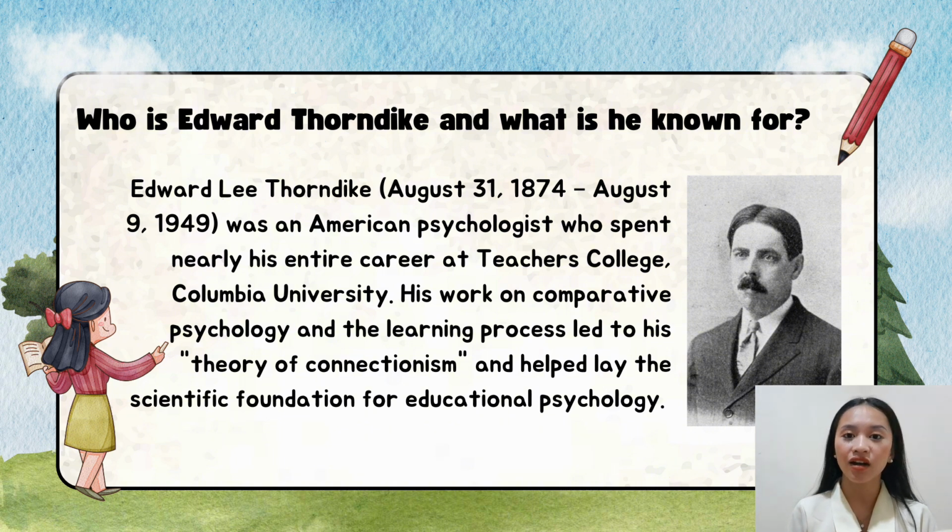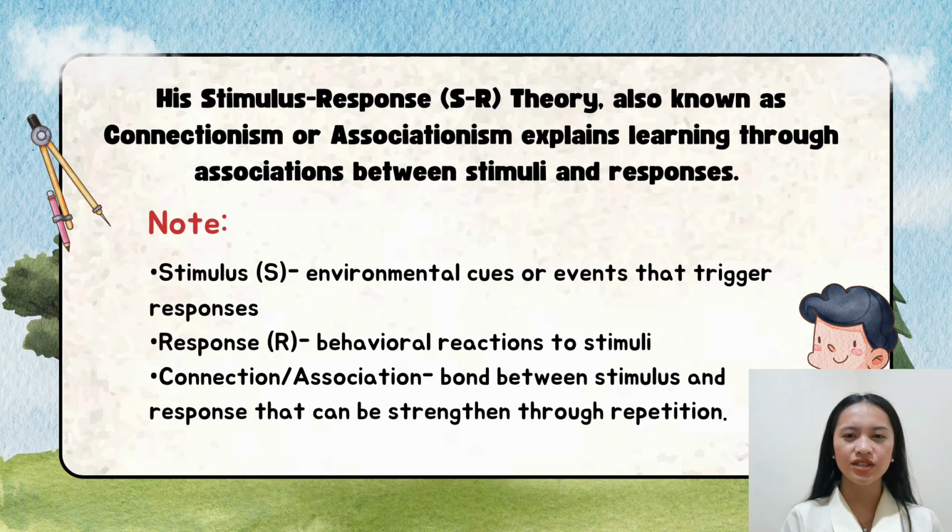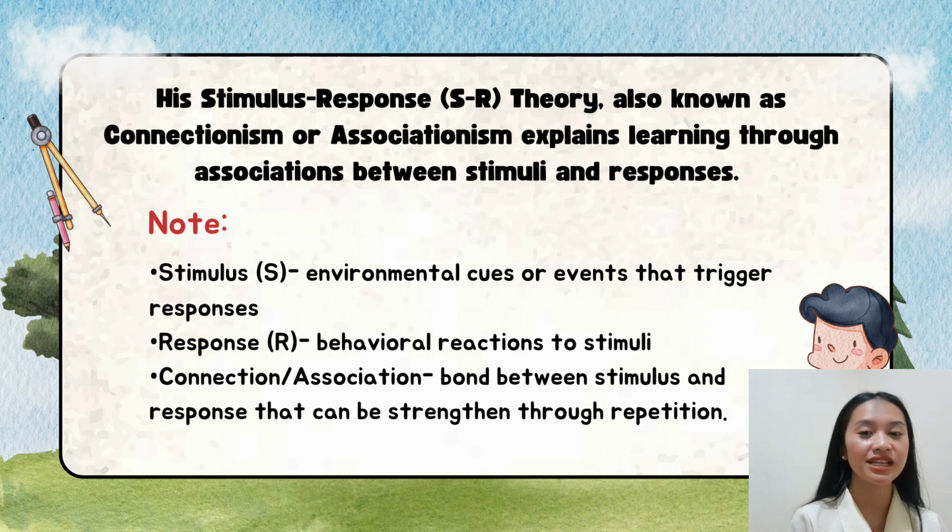and applied psychology fields. But let us first discover what his theory is about and how it can be a great help for educational technology. So Thorndike's S&R theory, also known as connectionism and associationism, explains learning through associations between stimuli and responses.